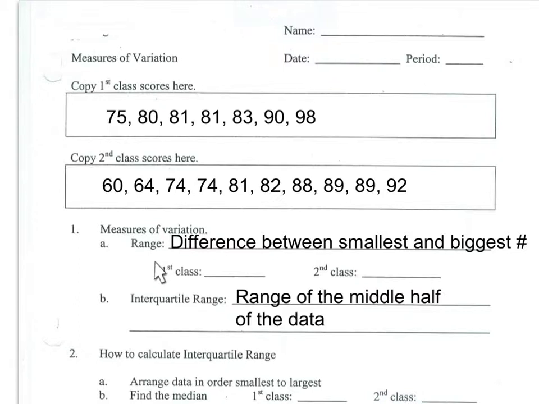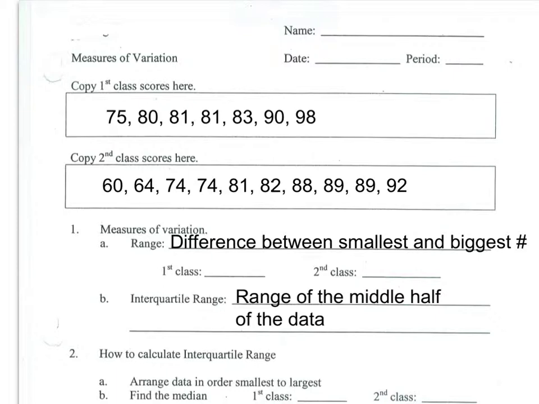Okay, definitions right here. I don't know if we talked about this yet. Range is just the difference between the smallest and biggest number. So if I look at these lists, let's look at the first class. Now the good thing about these scores, I put them in order for you. Sometimes that's the hardest part. You have a whole list of numbers and the toughest part is just putting them in order. Sometimes you forget one. Well, everything is listed out in order for you, so it's going to save a lot of time and effort.